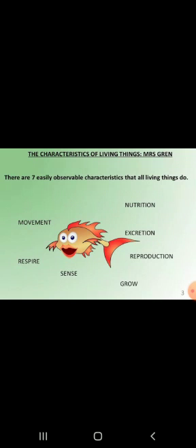So these were the 7 characteristics of living things from which we can easily differentiate between living organisms and non-living things. There are 7 easily observable characteristics that all living things show. That is, they move, they respire, they have sensitivity, they grow, they reproduce, they excrete, and they need food.